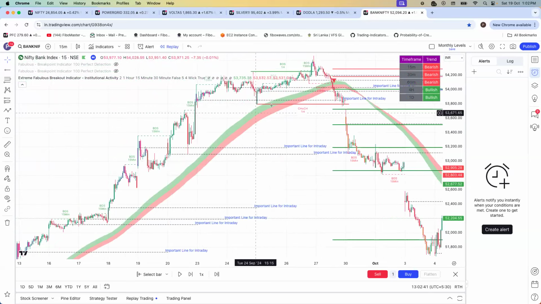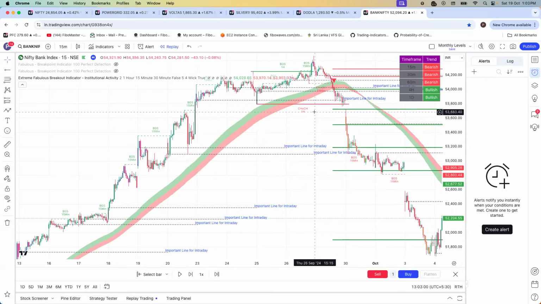Of BOS and COCH, you need to see only BOS. BOS is nothing but a structure breakout, you just go for it. COCH, it's okay, don't need to worry about anything. But BOS, try to watch out for it. That's the way I've marked it, as COCH and then BOS.